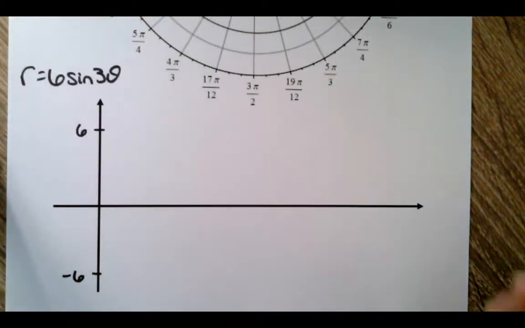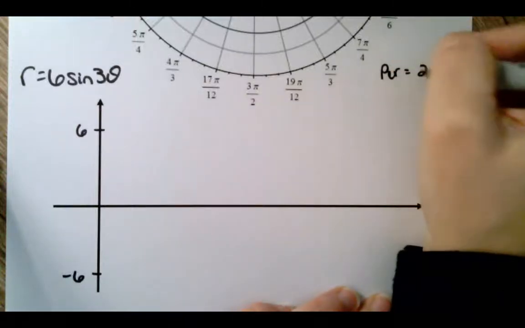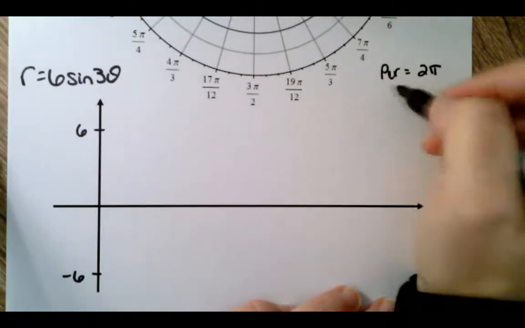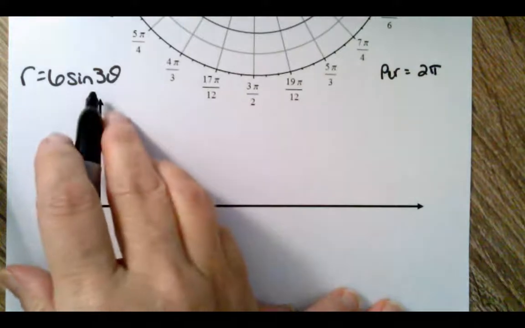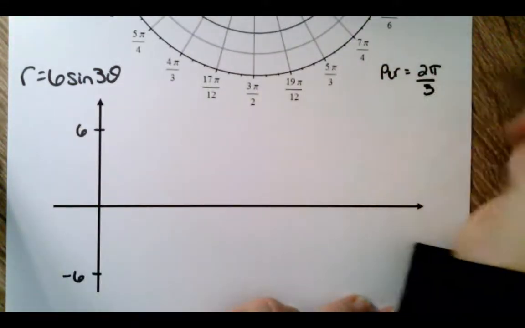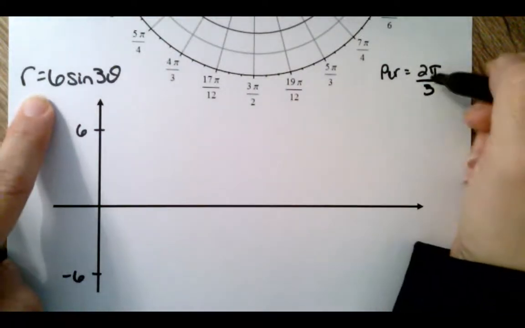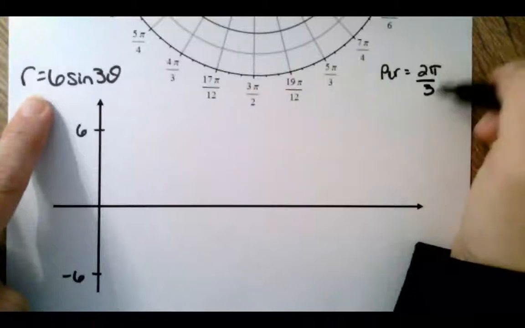The 3 theta affects the period. Remember that a normal period is equal to 2 pi. This means that I'm going to get 3 cycles in one period. So I'm going to divide that 2 pi by 3, which means for this particular equation, the period is going to be 2 pi over 3.